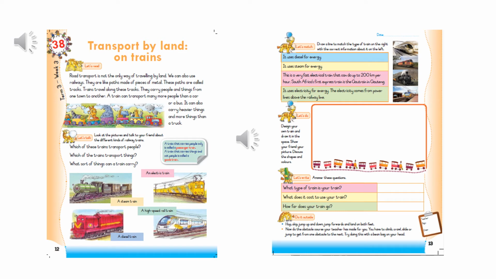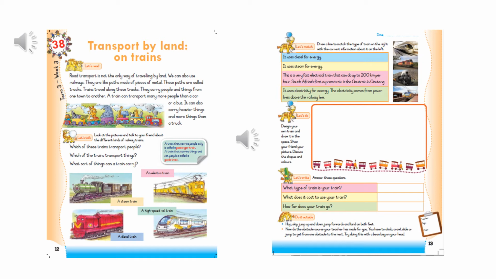Page 12. Transport by land on trains. Road transport is not the only way of traveling by land. We can also use railways. They are like paths made of pieces of metal. These paths are called tracks. Trains travel along these tracks.